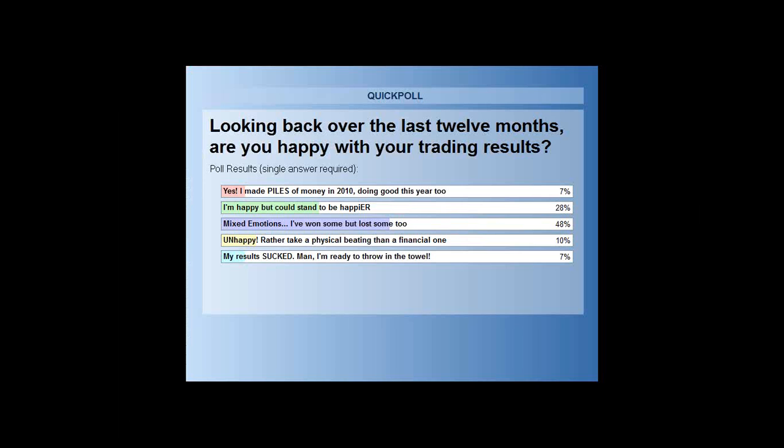And we've got a tie between the extremes. We've got 7% say, yes, I made piles of money in 2010, doing good so far in 2011. And then another 7% say, my results sucked, I'm ready to throw in the towel.